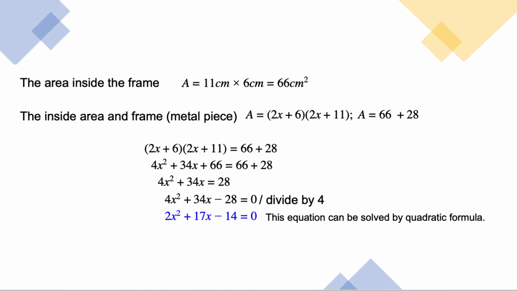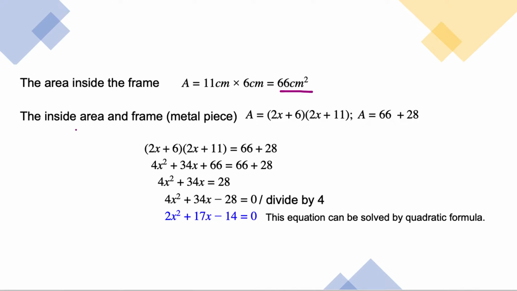The inside area was 11 centimeters by 6 centimeters. When we multiply, we get 66 centimeters square, the inside area of the frame metal piece. But now if we look in here, for example, how to find the length from this position to this position, and the width from this position to this position, we can find it by the formula, because we have x on both sides.